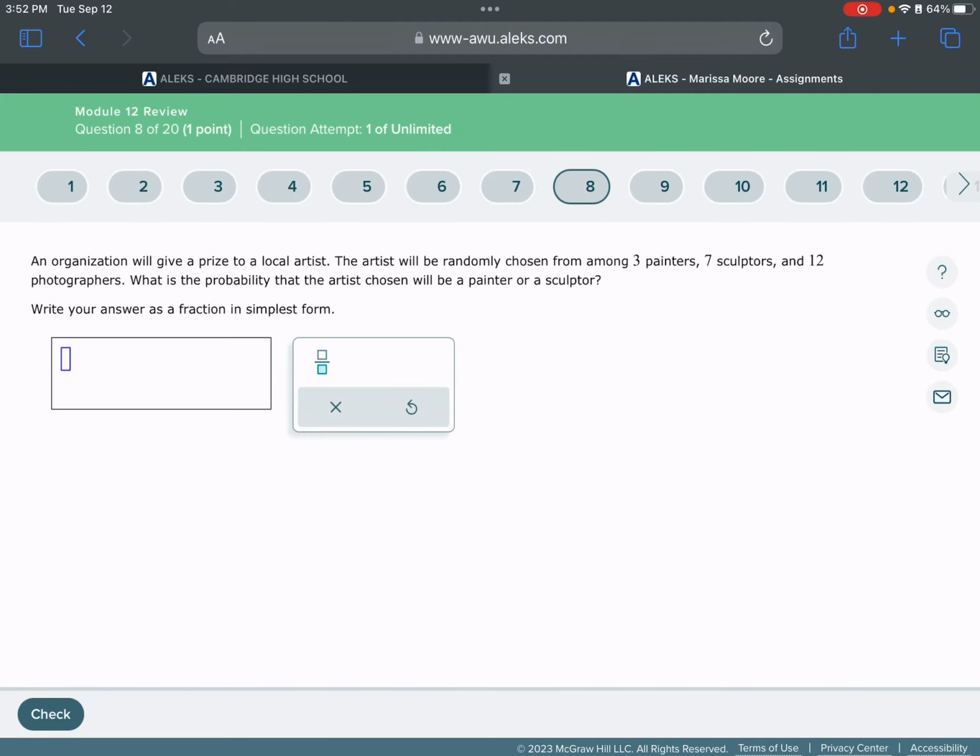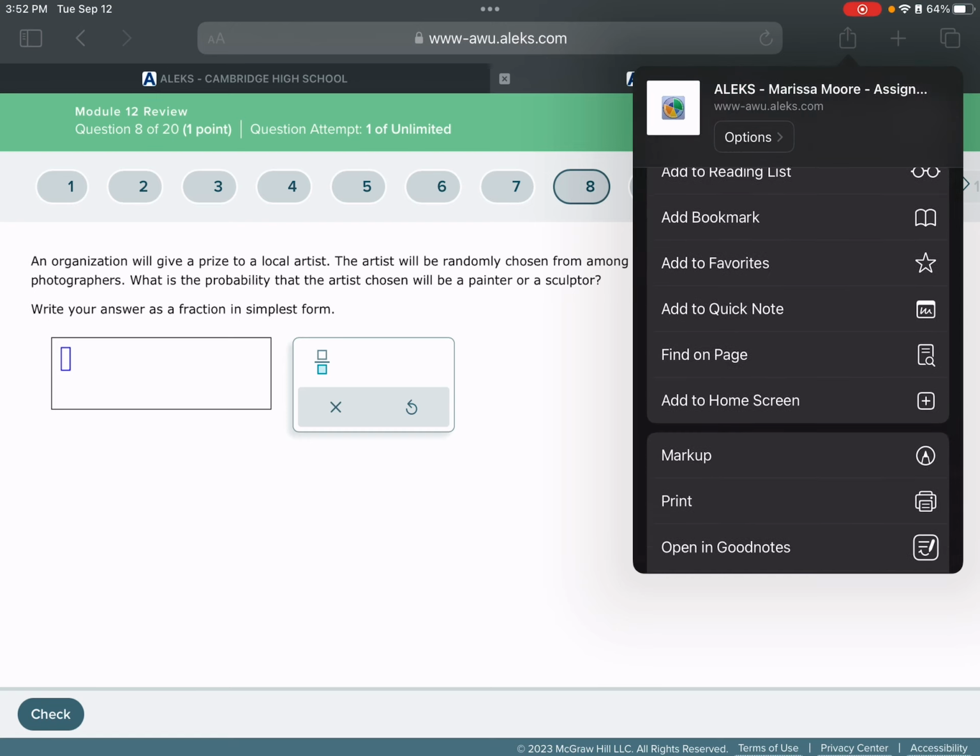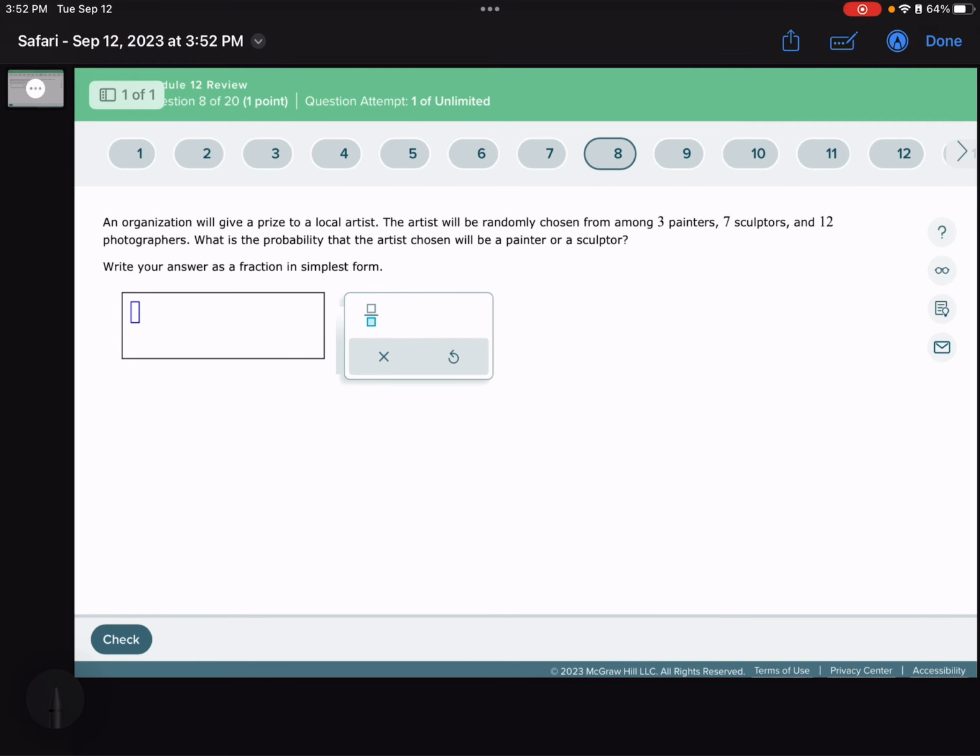An organization will give a prize to a local artist. The artist will be randomly chosen among 3 painters, 7 sculptors, and 12 photographers. So I need my total number of artists: 3 painters, plus my 7 sculptors, plus my 12 photographers. When you add those together, you're going to get 22. So that would be my denominator.